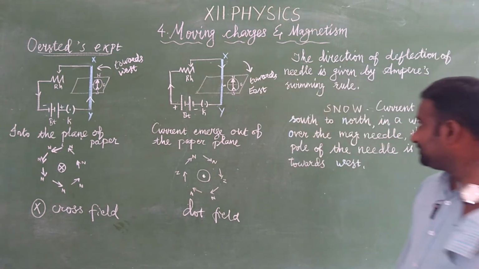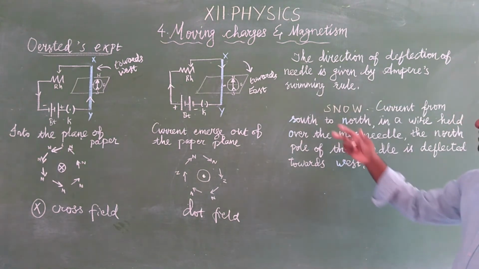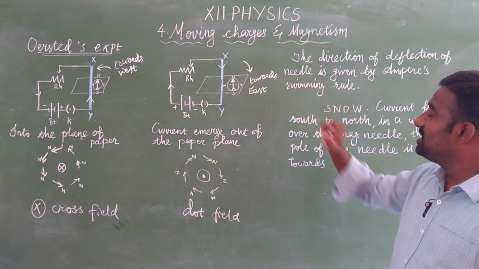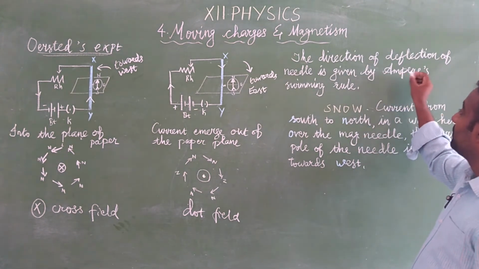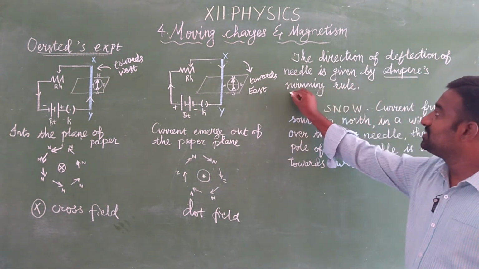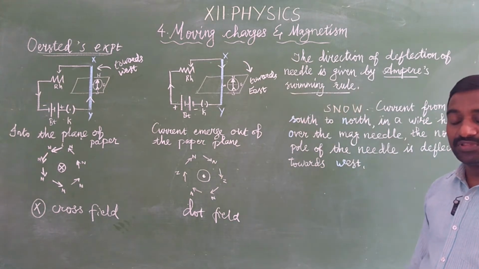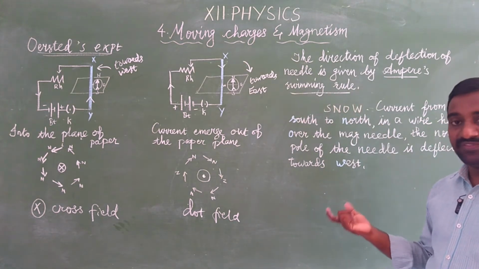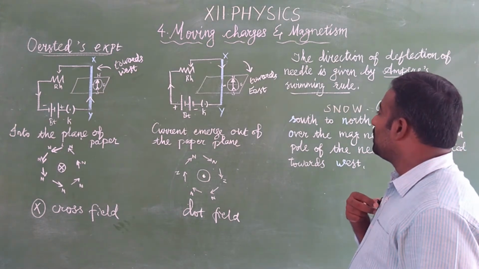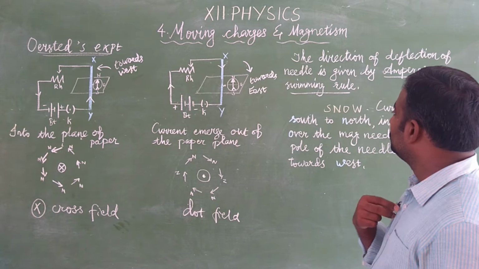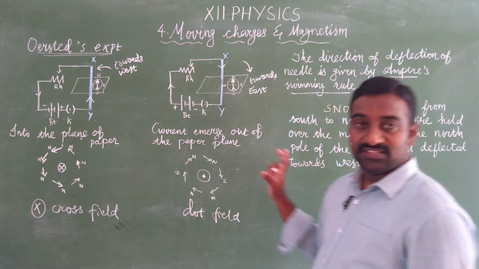And before that, this direction of deflection of the needle depends upon the direction of flow of current, which can be given by Ampere's swimming rule. Ampere is the person who discovered the swimming rule. We know the SI unit of current is ampere, no? So he only gave the swimming rule. According to Ampere's swimming rule, listen, it's very simple.